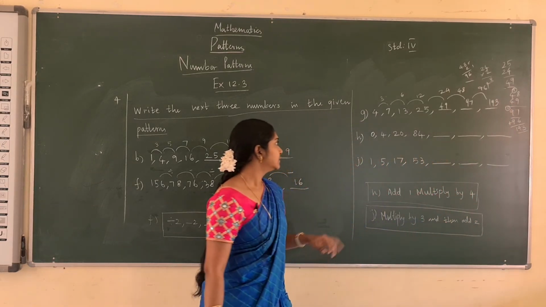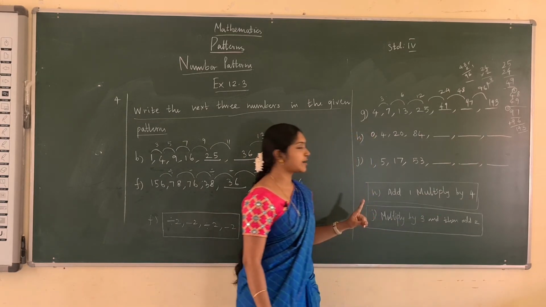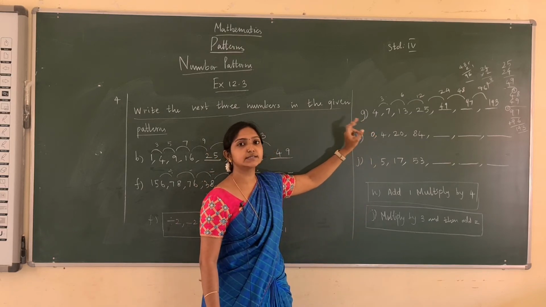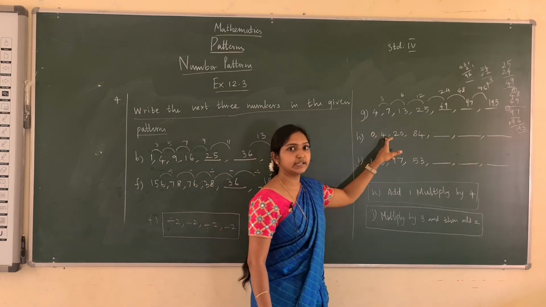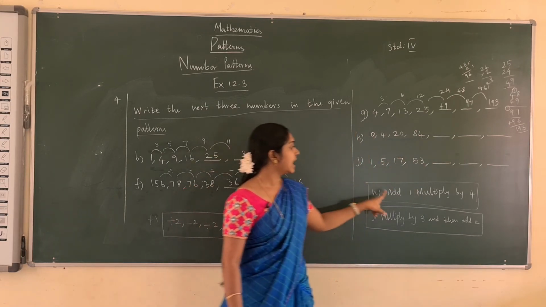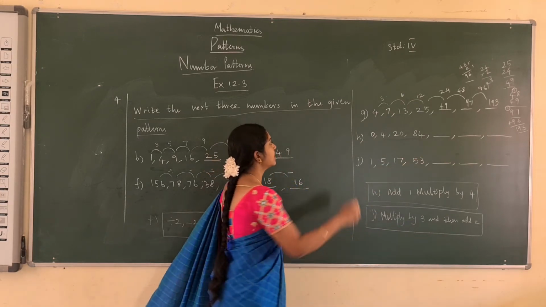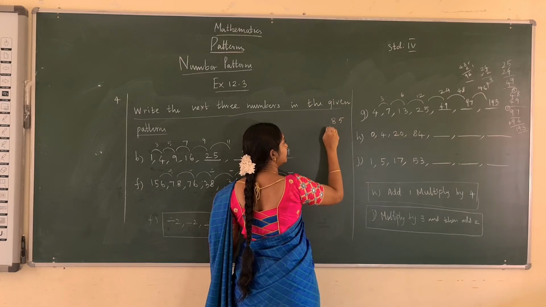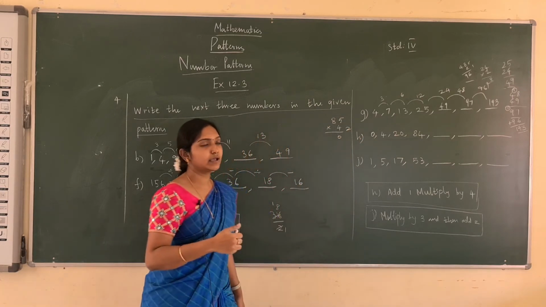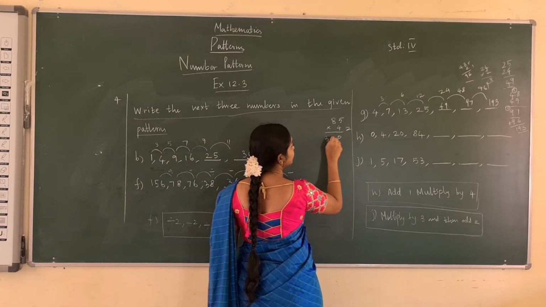Next, the clue for H is given. Add 1, multiply by 4. First we have to add 1 and then multiply it by 4. 0 plus 1 is 1. 1 into 4 is 4. In this way the pattern goes on. First add 1. So 84 plus 1 is 85. Next we have to multiply it by 4. 5 4s are 20. So 2 is remaining. 8 4s are 32, 33 and 34. So it is 340.